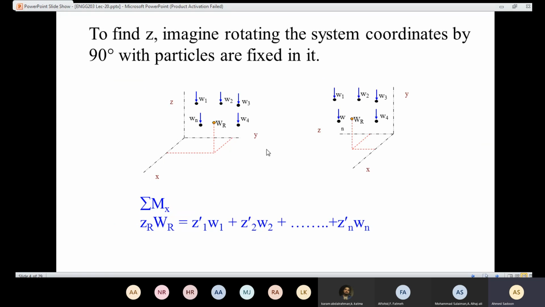Here we have the system. I can rotate the system by 90 degrees. So this one is going to be like that, 90 degrees. So in that case, obviously, in order to get the ZR, it is going to be here. Here is ZR. Then I'm going to take the moment about X. Here I have ZR. All the particles are going to be multiplied by their perpendicular distance. So I'm going to find out that ZRWR is going to equal Z1 W1 until Zn Wn.